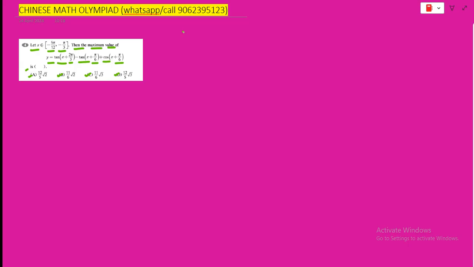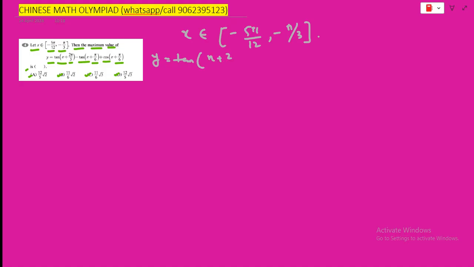We are given what? We are given x belongs to [-5π/12, -π/3], right? And we have to find the maximum value of y = tan(x + 2π/3) - tan(x + π/6) + cos(x + π/6). Okay. Now looking at this, brain says, ma'am, I respectfully resign from mathematics. But don't worry, we're going to break it like a biscuit.